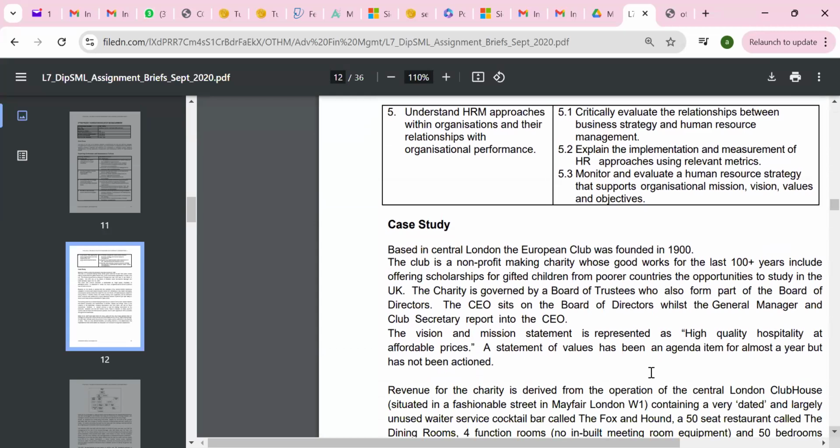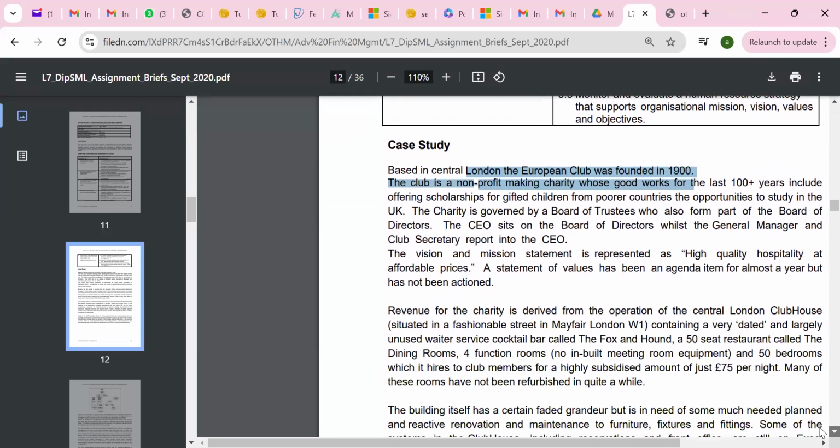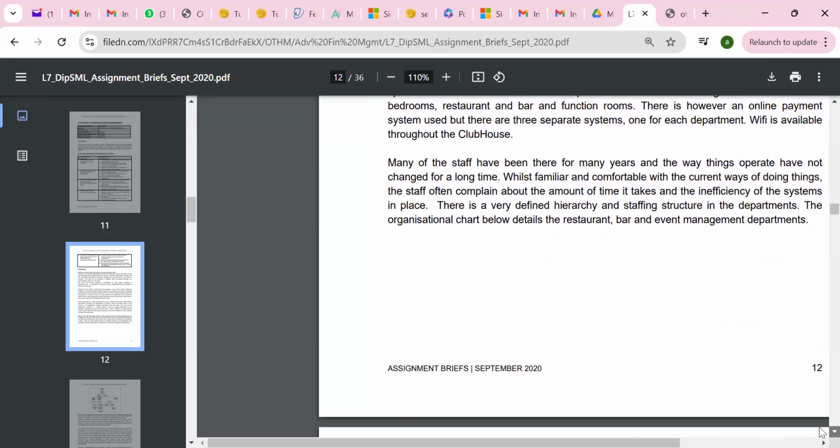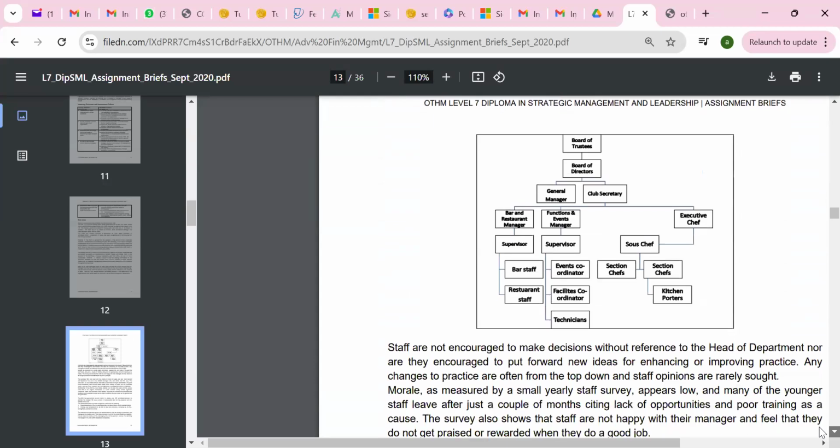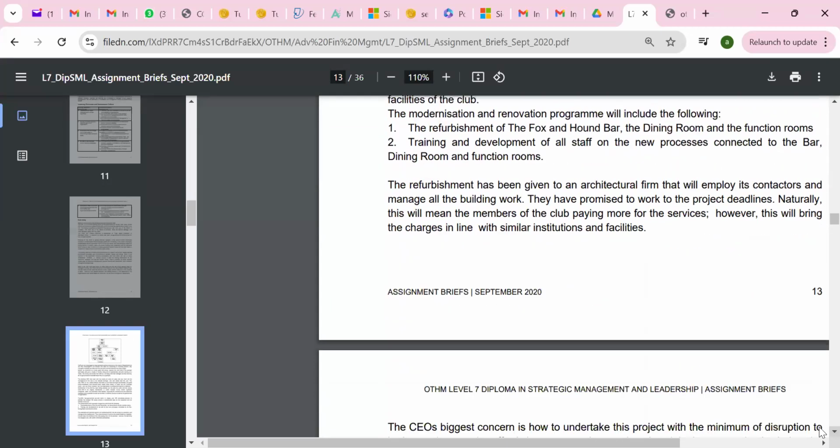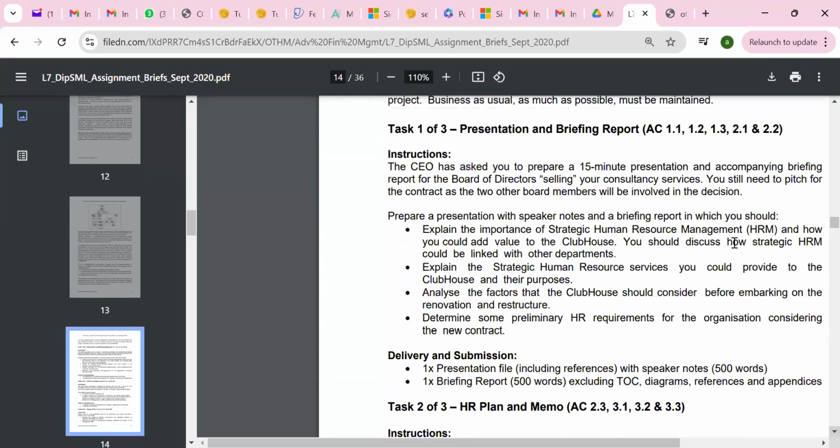You've been given a little scenario, which is one of the companies, London European Club, which is a charity basically. Then scroll down and read all this bit, get some information.